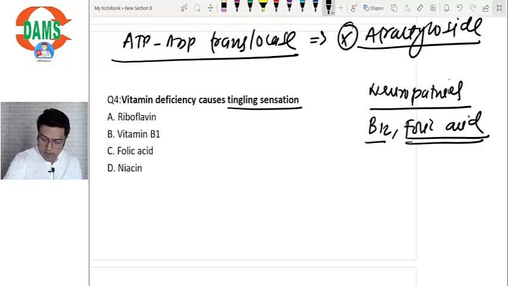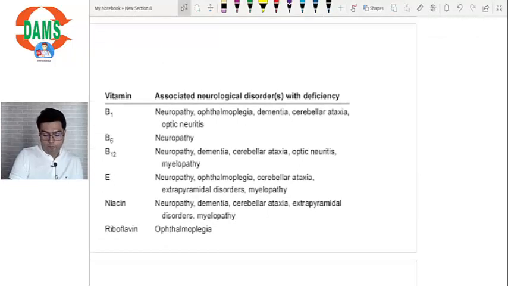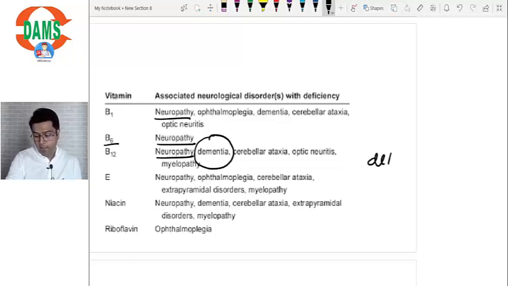Now if we look at various vitamins, thiamine deficiency, especially the dry type of beriberi, also presents with neuropathy, right? B6 deficiency presents with neuropathy, as we all know. B12 deficiency presents with neuropathy. And there was once an MCQ asking which vitamin deficiency causes dementia most commonly. So if someone asks you about dementia, the most common answer will again be vitamin B12, right?